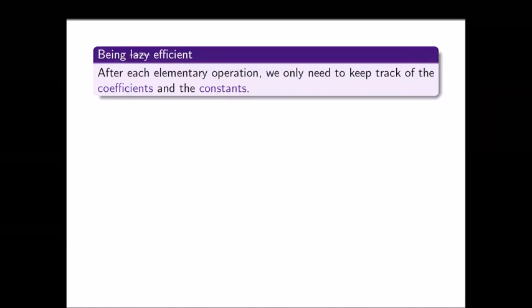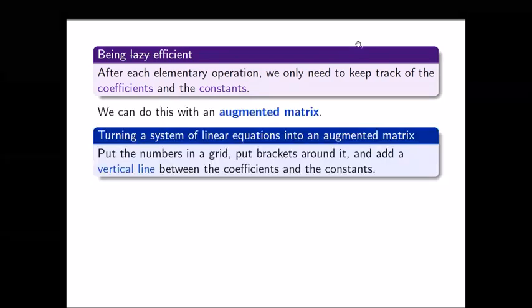Okay, so we want to save time, we want to save notation and space. And for that, I want to introduce this idea of augmented matrices. Because when we're working with a system of linear equations and we're using elementary operations, the only thing we need to keep track of is the coefficients and the constants. The variables themselves are not changing at any point. We do this with the help of an augmented matrix.